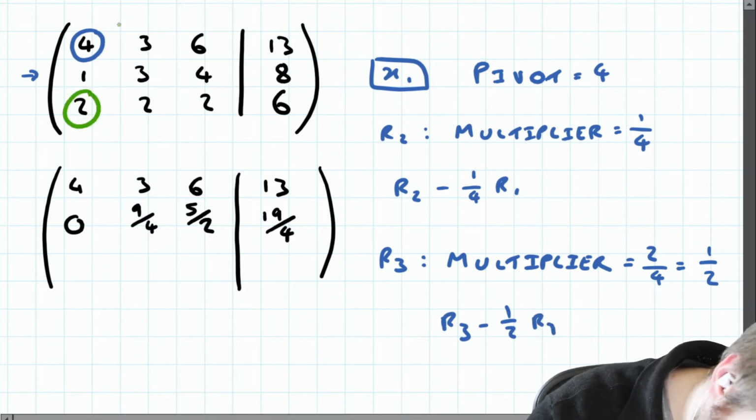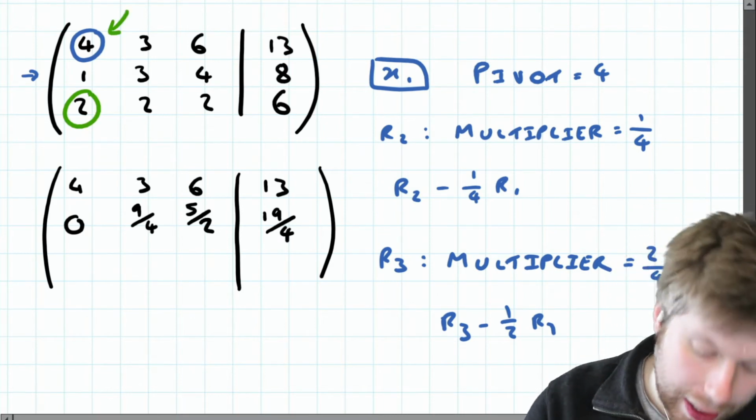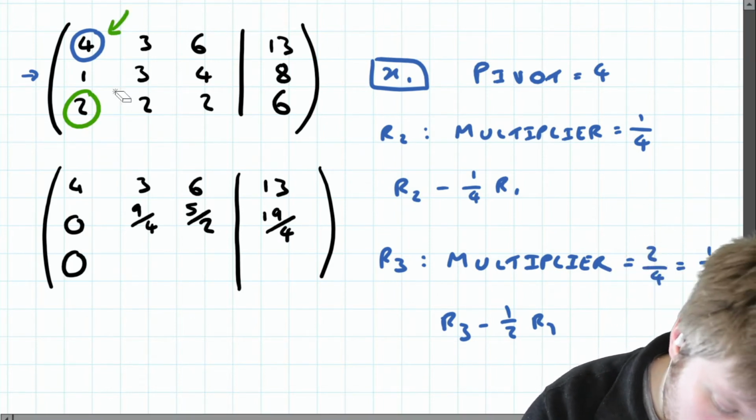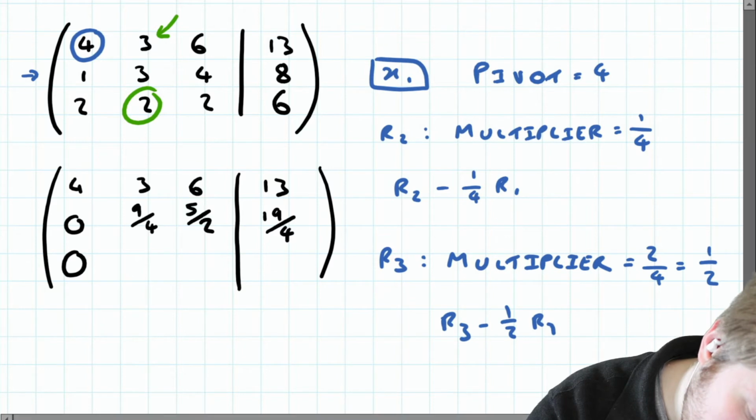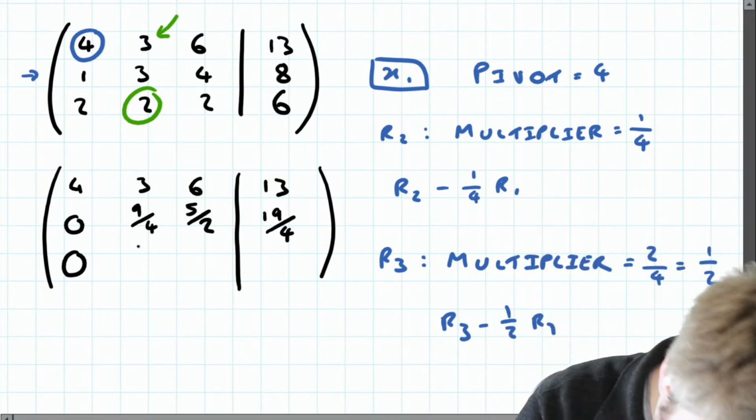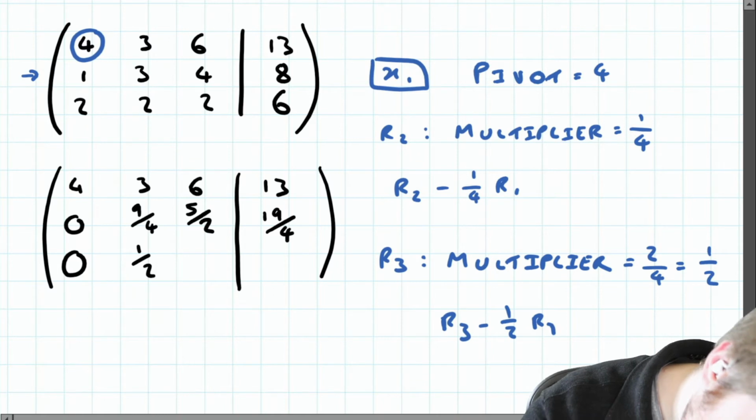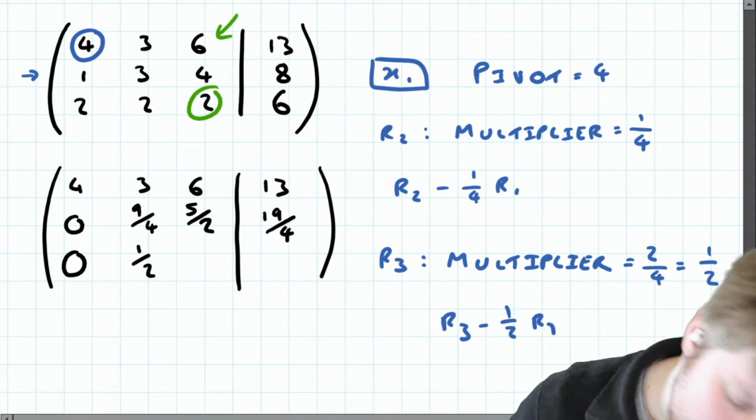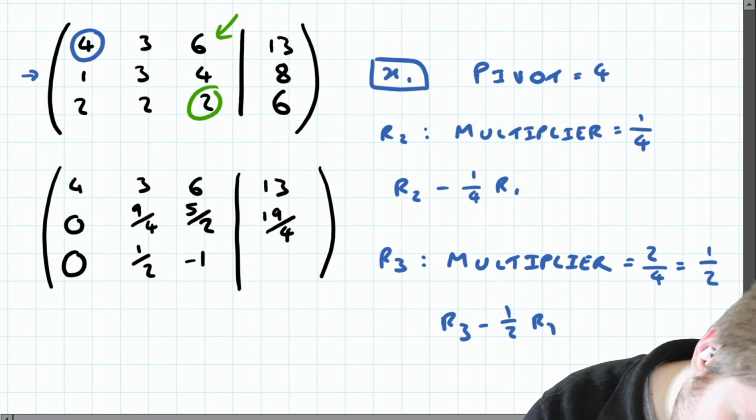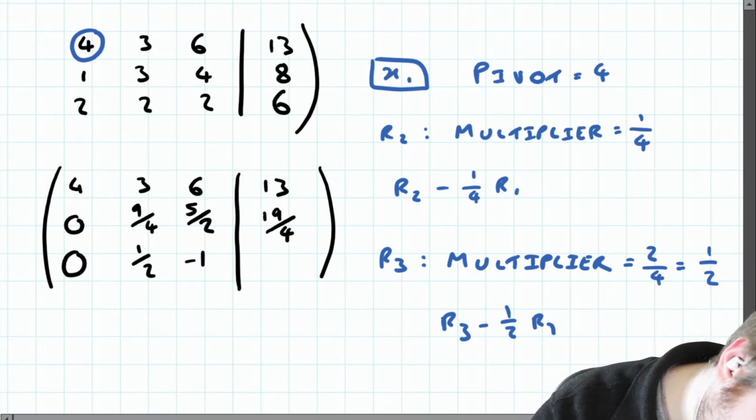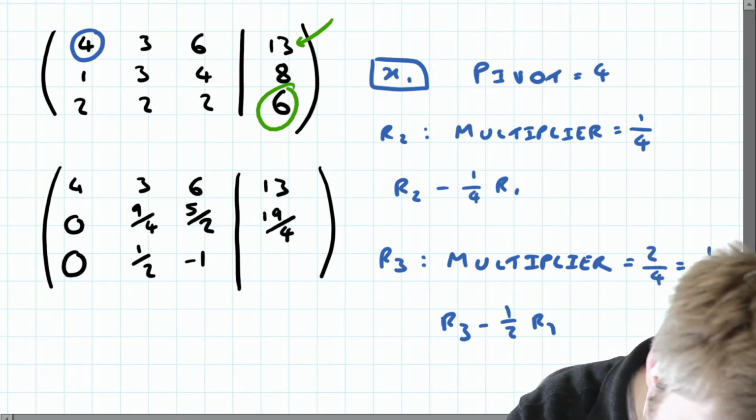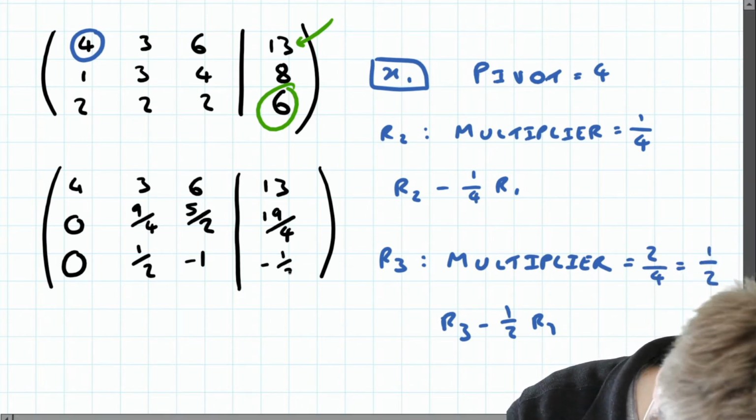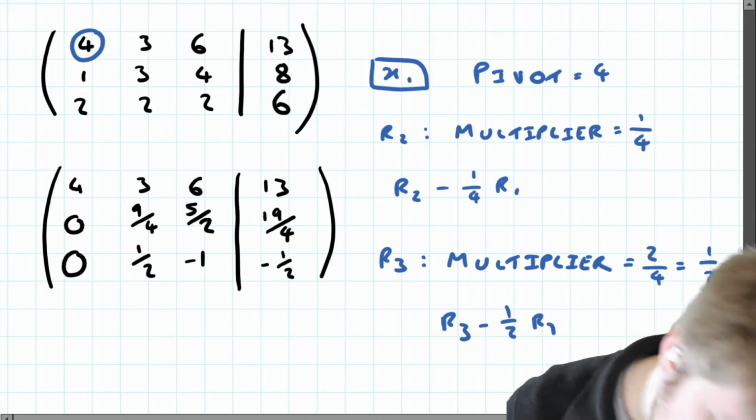So I'm going to take 2 minus a half of 4. Well, that's going to be 0. Again, that's what I wanted, so I know I'm doing the right thing. Then let's move across. So 2, take away a half of 3. That's going to give me a half. Moving across again, I'm going to have 2 minus a half of 6. That's going to give me negative 1. And moving across to the last element, I'm going to have 6 take away a half of 13. That's going to give me negative 1 over 2. Okay, good. Hopefully that makes sense.